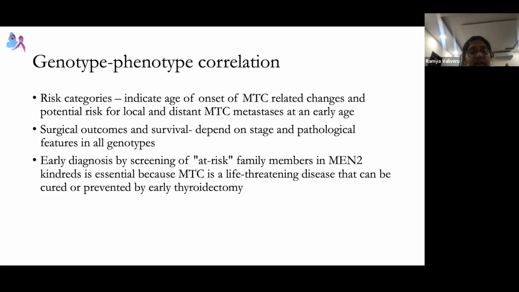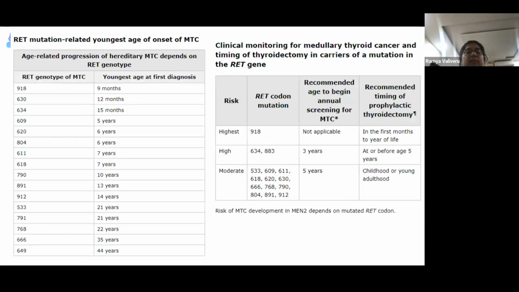So early diagnosis by screening of at-risk family members in MEN2 kindreds is essential, because we know that MTC is a life-threatening disease. I think I messed up what I just said. So basically, the prognosis is going to depend upon the stage. The risk category is only to say at what age we may have to start looking for the features of MTC or C-cell hyperplasia.